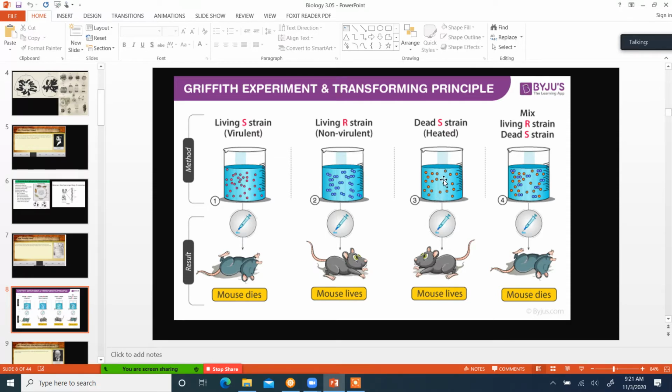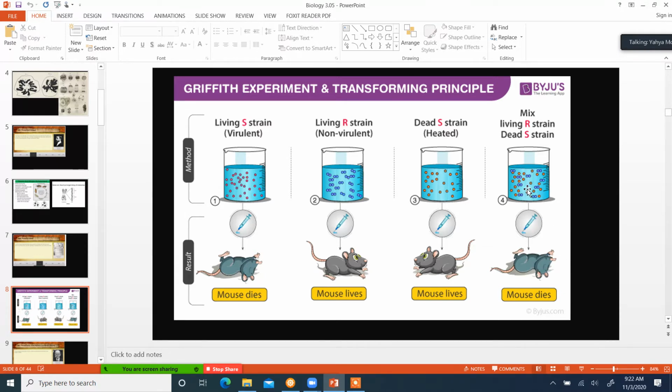Now, they took some of this dangerous bacteria that they killed, but they combined it with this bacteria here that's not dangerous. They combined them together in a test tube, let it sit there for a little bit, and mixed it. Neither of these individually, 2 and 3, is going to do anything to the mouse. But when they mixed them together, all of a sudden the mouse got sick and died.